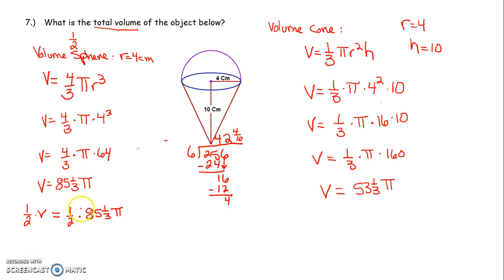And if I'm estimating half of 85, yeah, it's about 42, so it says I probably did the math right. So this is 42 4/6. I could simplify that by dividing top and bottom by 2. 4 divided by 2 is 2, and 6 divided by 2 is 3, so 42 2/3. So the half volume, my hemisphere, would be 42 2/3 pi. That's the volume of the hemisphere.